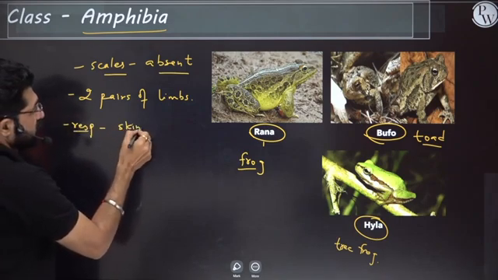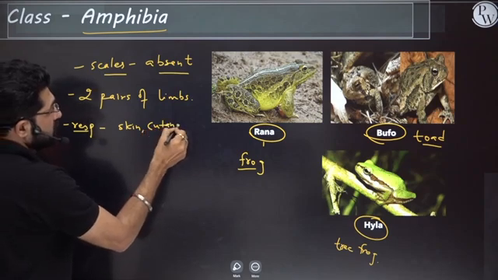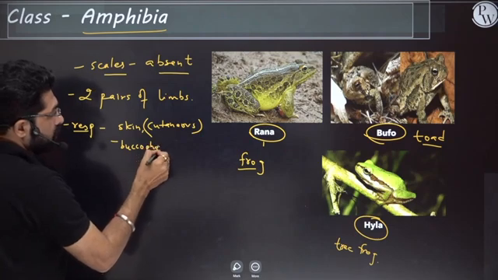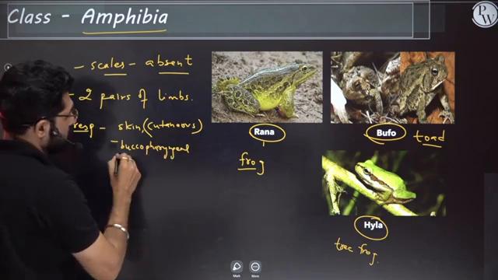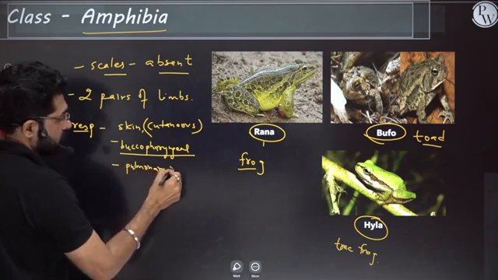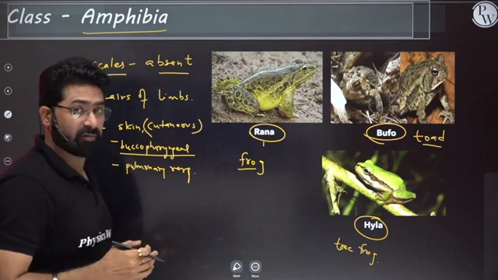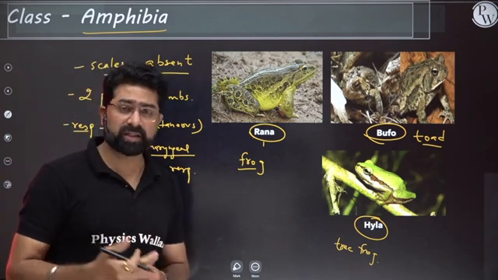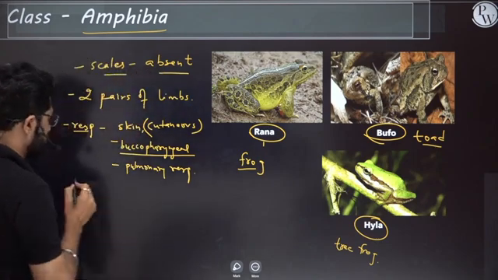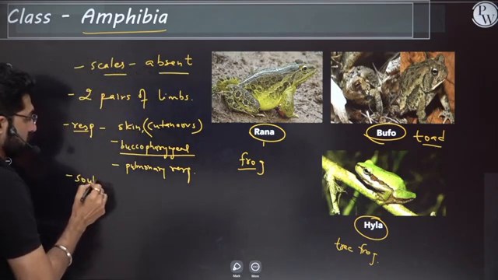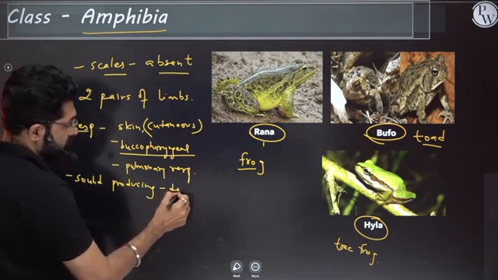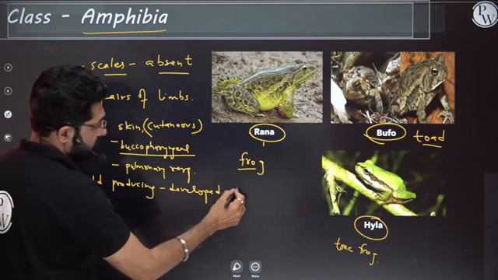Respiration can occur by skin, that is cutaneous respiration. They also have buccopharyngeal respiration, and even pulmonary respiration in some cases. Now they are characterized by a very important character: the sound producing organs developed for the first time in amphibians.